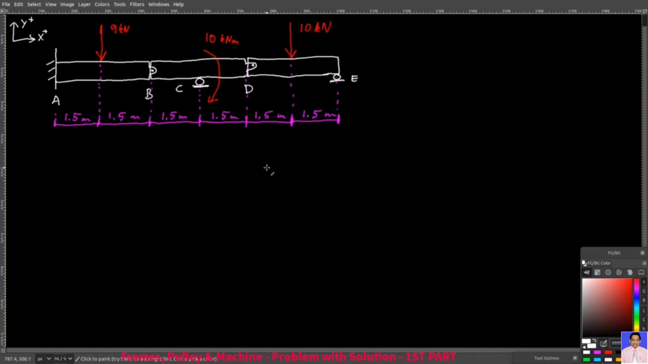Welcome back. I have a structure here that we call a frame. A frame is a structure that is composed of multiple parts. You can see that this one here has 3 members. They are all connected with pins at B and D. Frames are used to support loads.